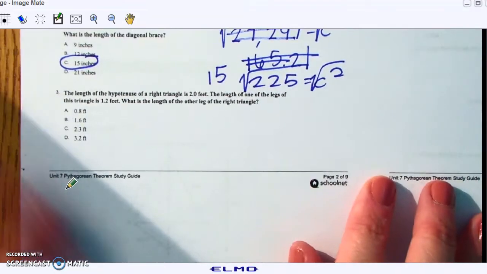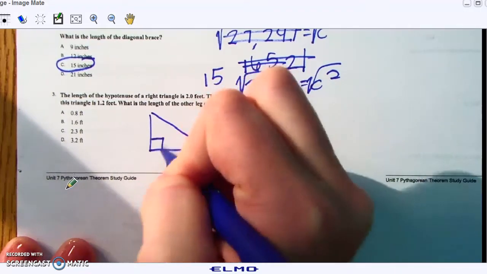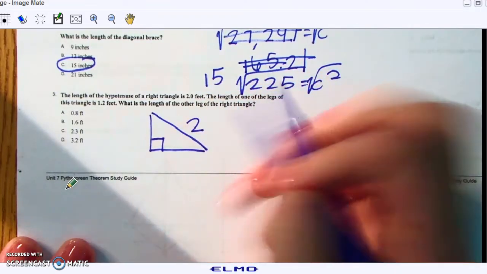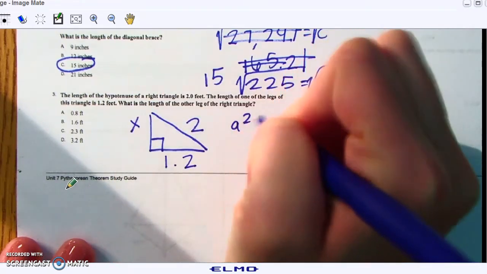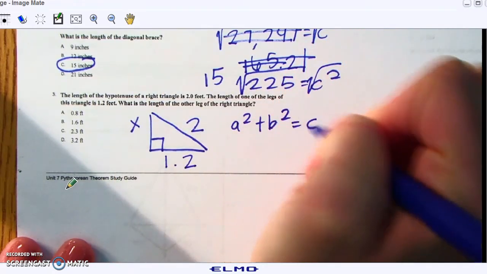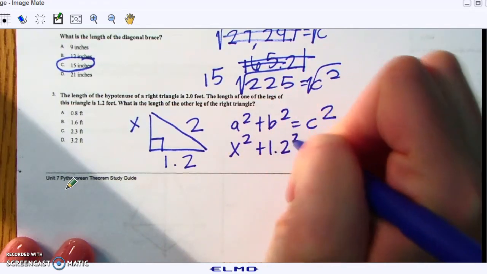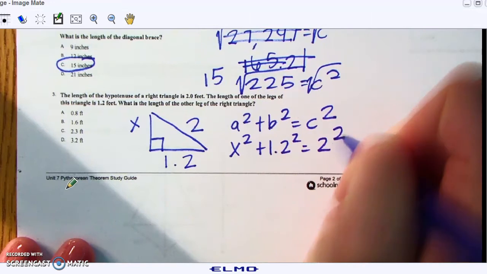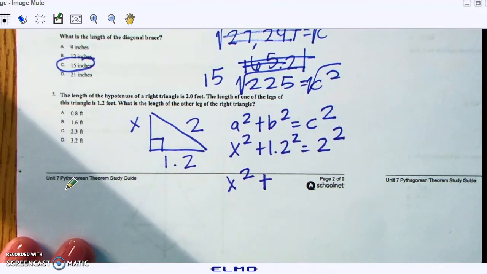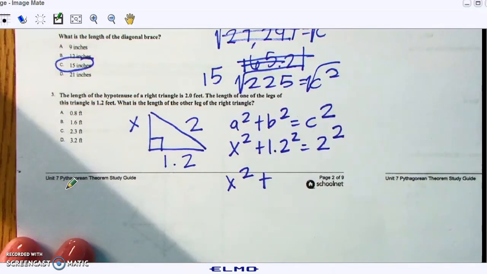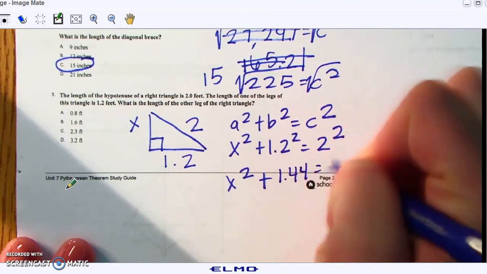All right, number 3, the length of the hypotenuse of a right triangle. I'm going to draw a right triangle. Is 2 feet. The length of one of the legs is 1.2 feet. What is the other leg? So I'm going to use the Pythagorean theorem again. I don't know one of my legs. I know the other one is 1.2 and the hypotenuse is 2. So x squared plus 1.44 is equal to 4.